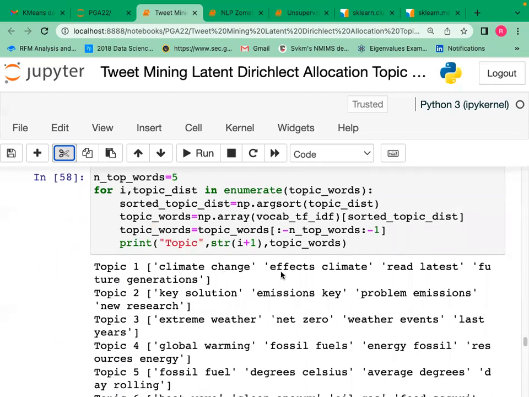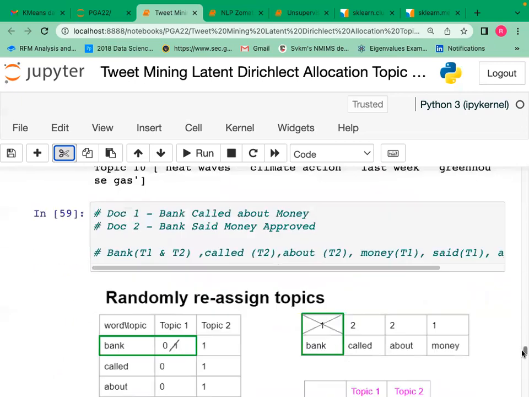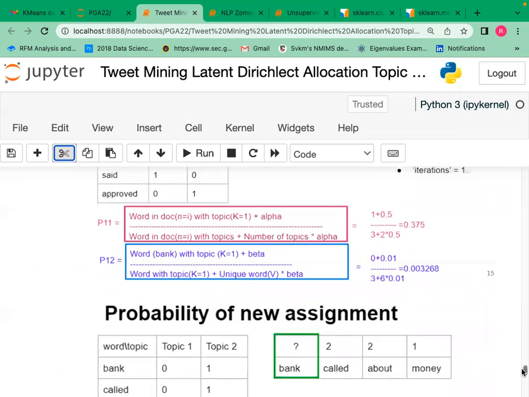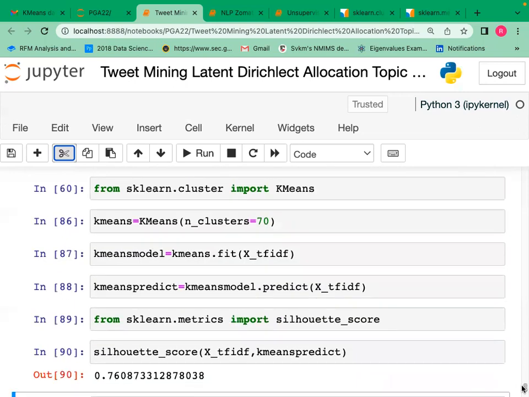See, climate change, affects climate, read latest. So in this case, bigrams are working well in case of tweet data. But when you look at large scale content data like descriptions, like reviews and all, you have to be very careful with grams. Words or word will be a better TF-IDF vectorizer than a bigram. Bigram means 2 words, or trigram, 3 words.